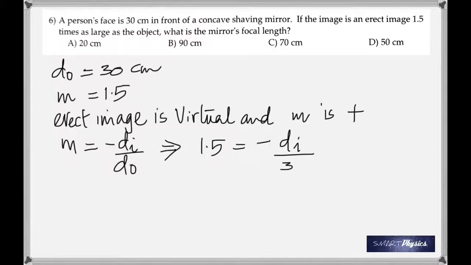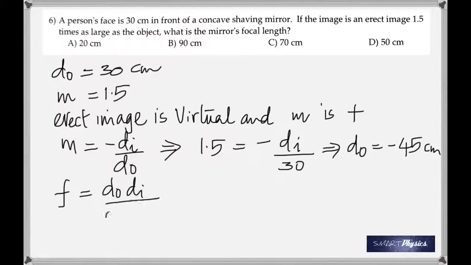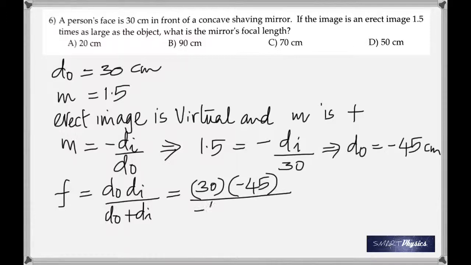1.5 is negative DI by 30, which gives us... That's a mistake. It should be DI. So we get DI as negative 45, and then focal length as before, product by sum. Okay, now I'm going to change this to DI, yes, and 90 centimeters is the focal length.